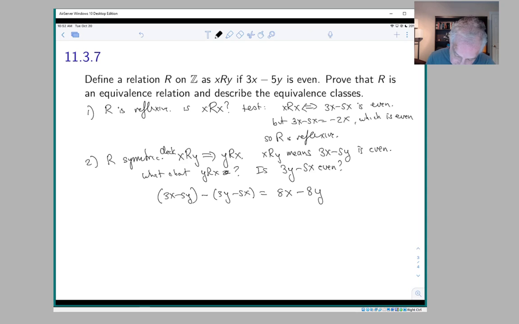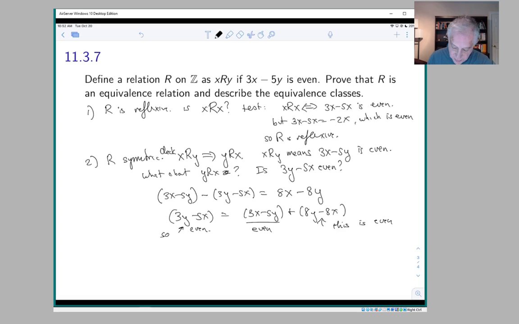So in other words, what we see here is that 3y minus 5x is 3x minus 5y plus 8y minus 8x. So if this is even, clearly this is even, so this is even. So we've shown here that xRy implies yRx. What about transitivity?